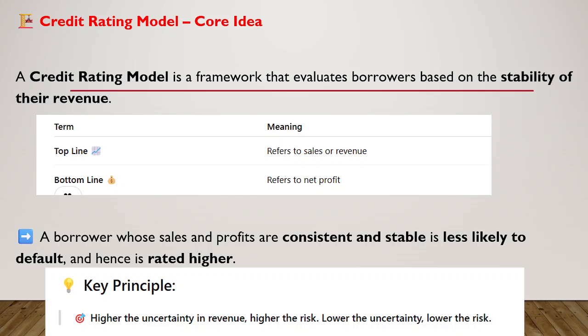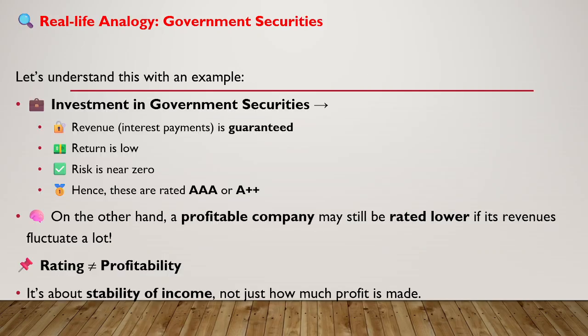It is a structured way to differentiate borrowers based on the stability of their revenue and profits. In simple terms, it tries to answer: can this borrower generate consistent cash flows to meet their obligations? For instance, if a business shows consistent sales and profits year after year, its risk of default is lower. Hence, it gets a better credit rating. On the other hand, a business that sees ups and downs in its income is riskier even if its profits are high. Now this is important: does a company making more profit always get a better credit rating?